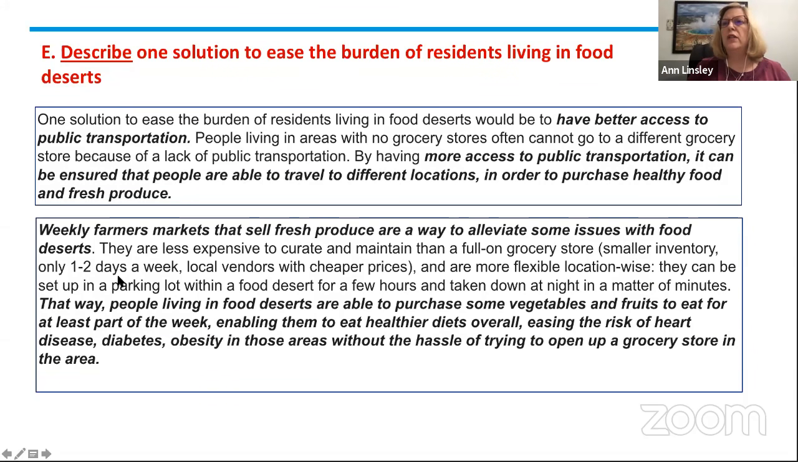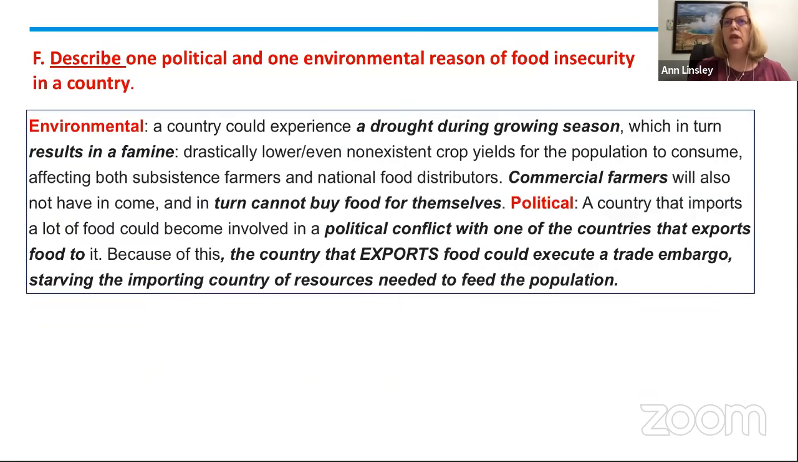Another response, weekly farmers markets that sell fresh produce, way to alleviate some issues with food deserts. And goes on to say that way people living in food deserts are able to purchase some vegetables and fruits to eat for at least part of the week, enabling them to have healthier diets. And in here also, they talked about how it would be less expensive. So this is another option because you are cutting out the middleman, and it's coming straight from the farm to the table, which is what you're actually seeing happening in some places right now because of the breakdown in some of the processing elements, bringing in the fresh foods. Okay, we went through that pretty fast.